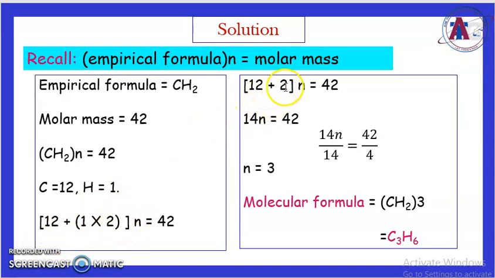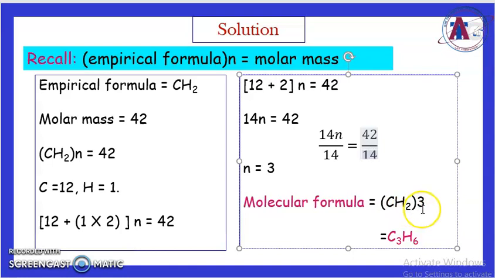So we have 12 plus 2 into N equals to 42. So we have 14N equals to 42. How do we find N? Divide both sides by 14. So you divide this by 14, divide this by 14. Sorry, this should be 14. This should be 14. Good. This will give you N equals to 3. Now, that multiple is 3.